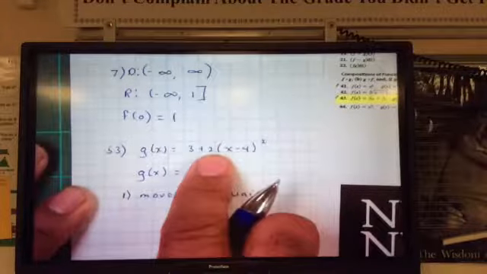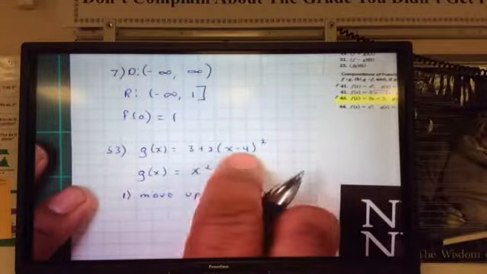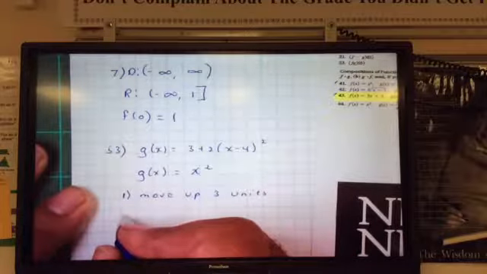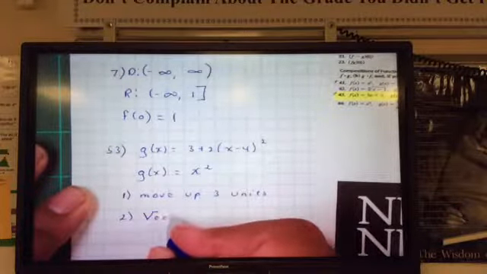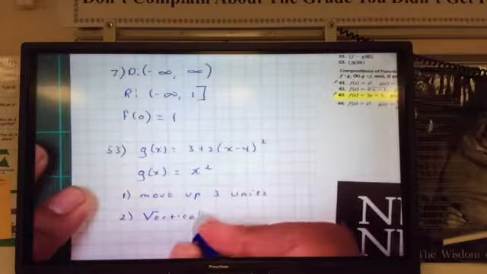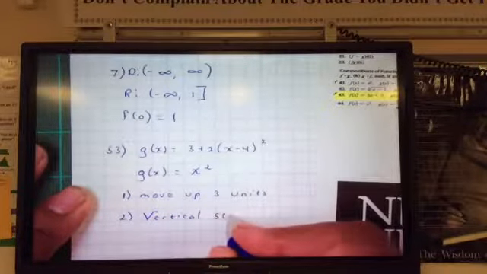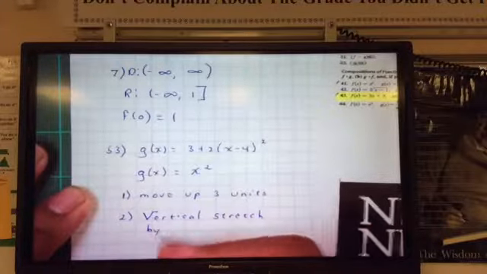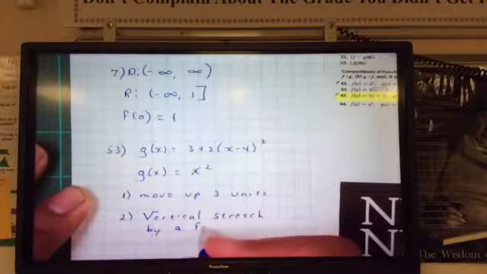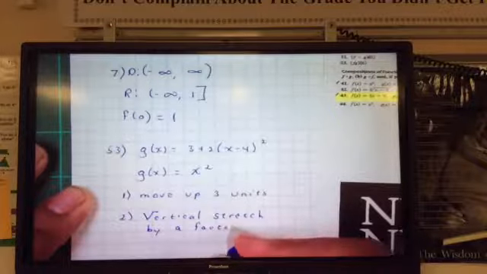Now when we move to the 2, we're multiplying 2 times the argument, so that's going to be a vertical stretch by a factor of 2.